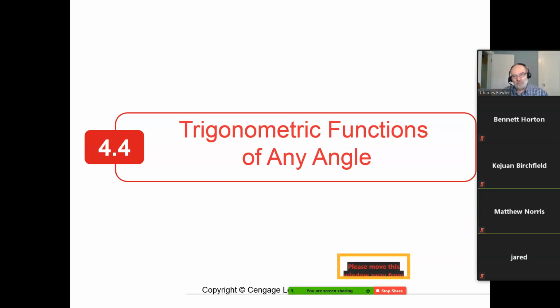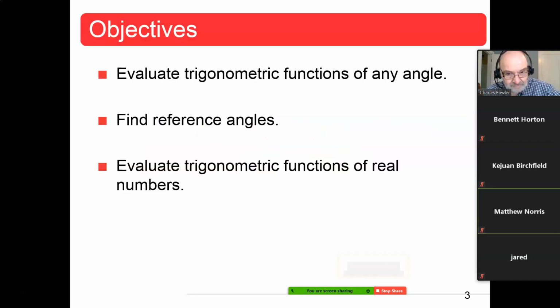Technically, it's supposed to be a week. I'll give you as long as you need, as long as you get it to me before I give you the next test, which will be at the end of 4.8. So there is a deadline, but anything in between, try to get it to me as soon as you can rather than later. So let's move on to 4.4, trigonometric functions of any angle.